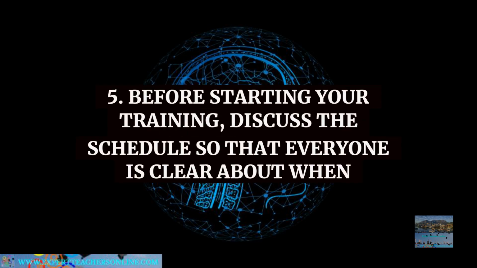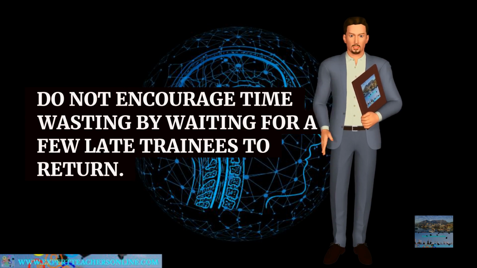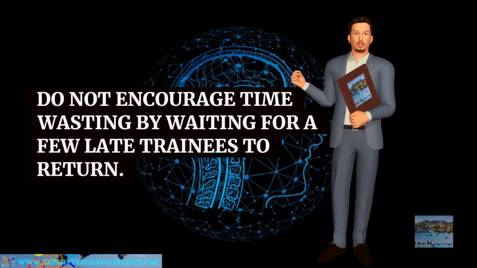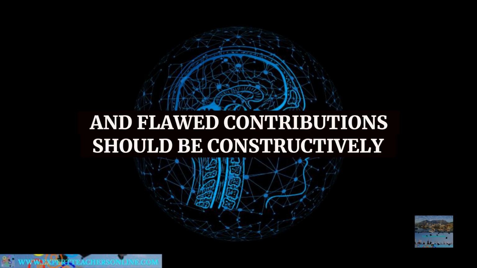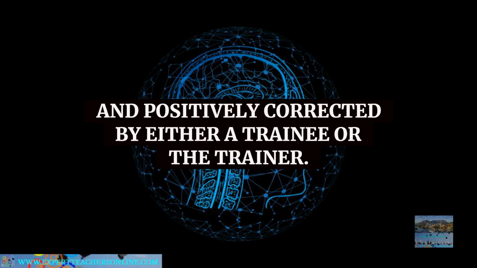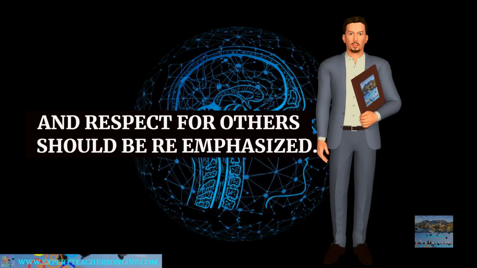5. Before starting your training, discuss the schedule so that everyone is clear about when and how long breaks will be. Do not encourage time wasting by waiting for a few late trainees to return. 6. Trainees or students should respect each other's opinions, and flawed contributions should be constructively and positively corrected by either a trainee or the trainer. Overly aggressive criticisms or even insults must be diplomatically shut down, and respect for others should be re-emphasized.